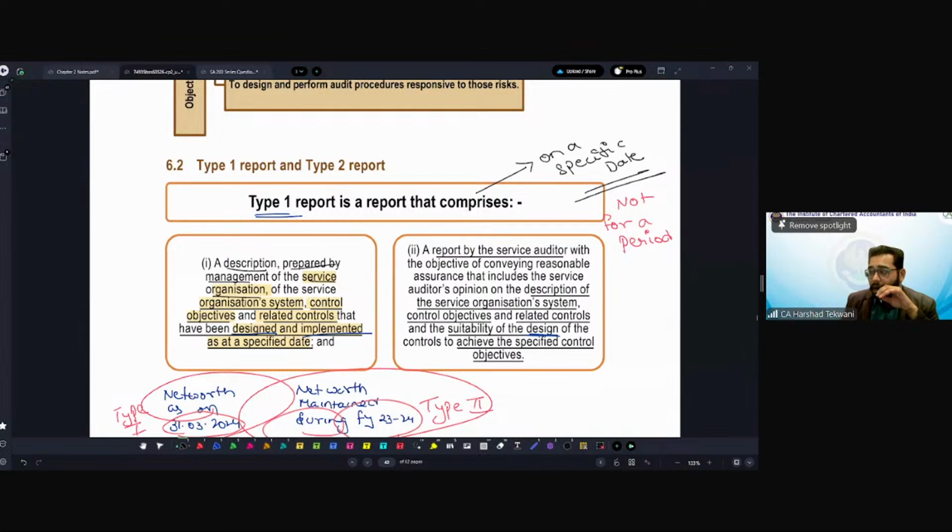So these type 1 and type 2 reports are a kind of management reporting where the service organization is giving a reasonable assurance. There is a reasonable assurance that is part of that report. So if I'm giving this kind of assurance, then I have to follow a standard. Now the question is, which standard? Anyone?